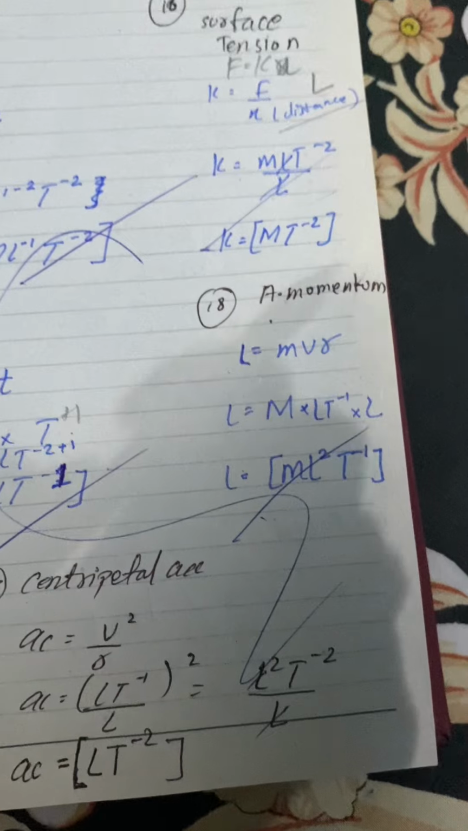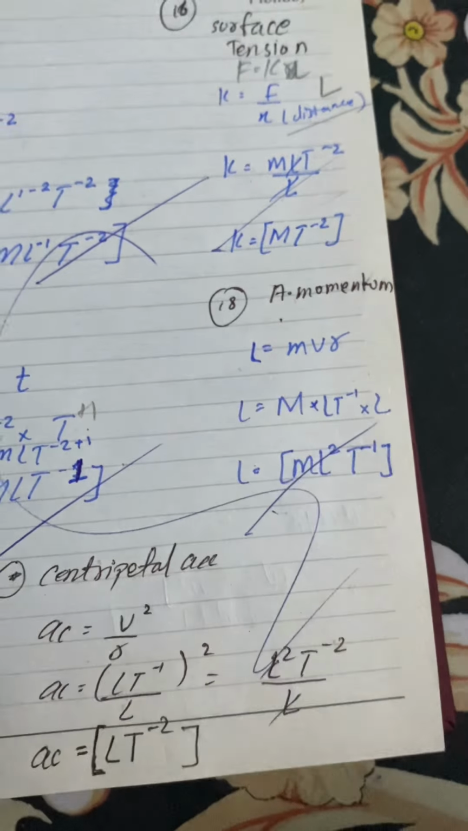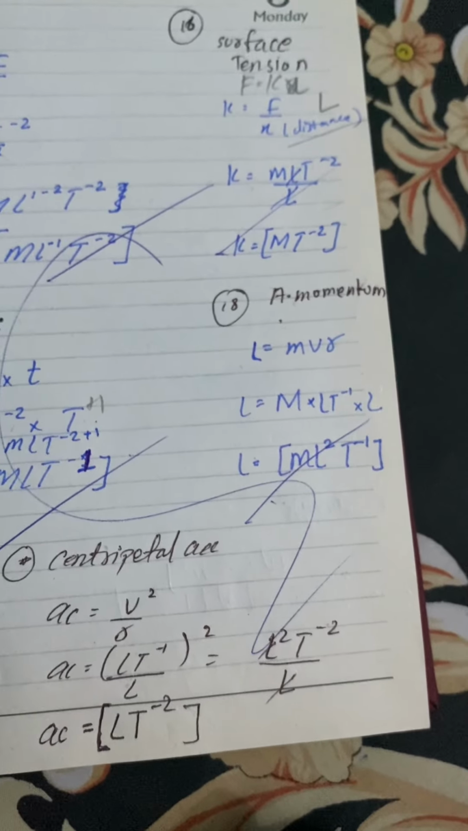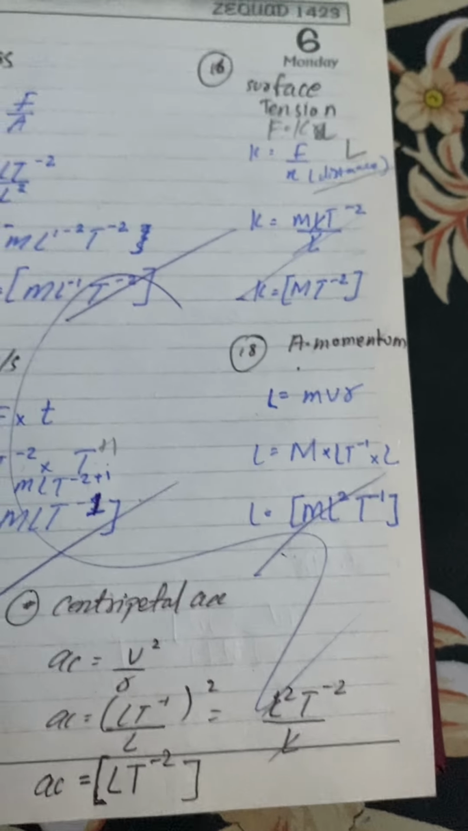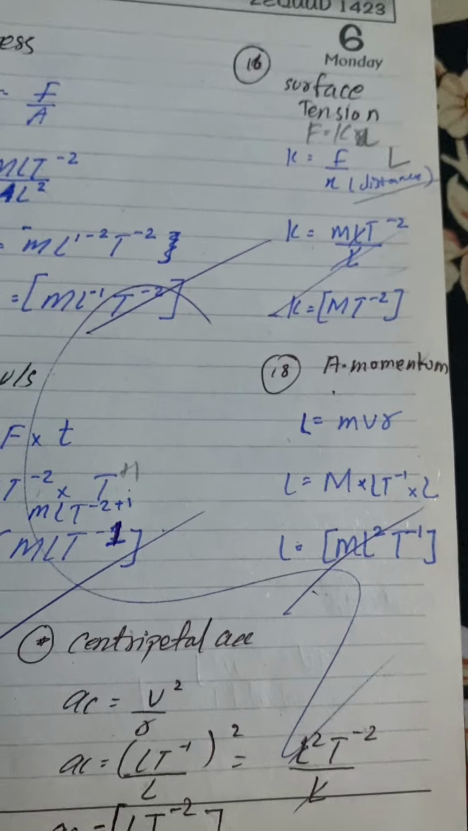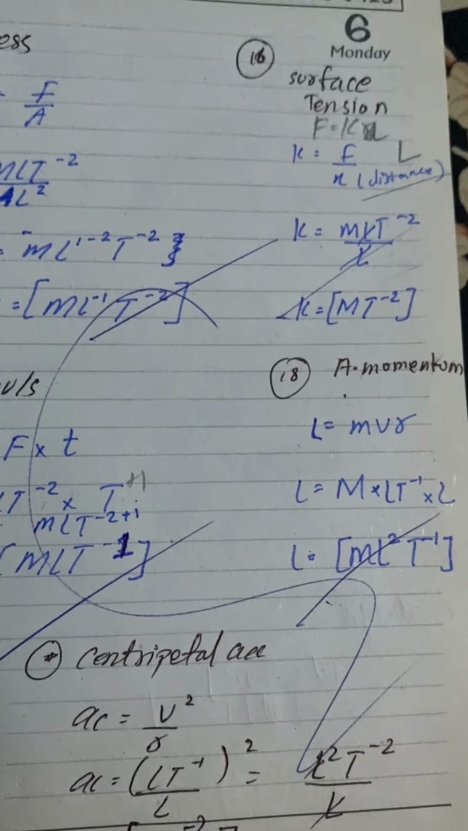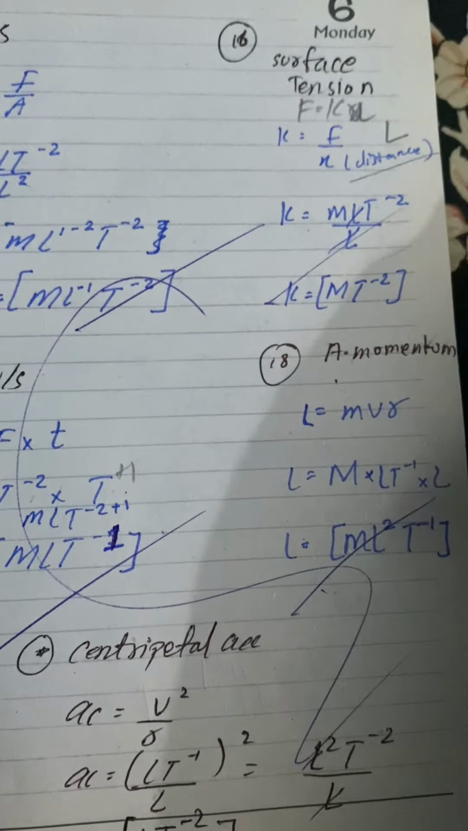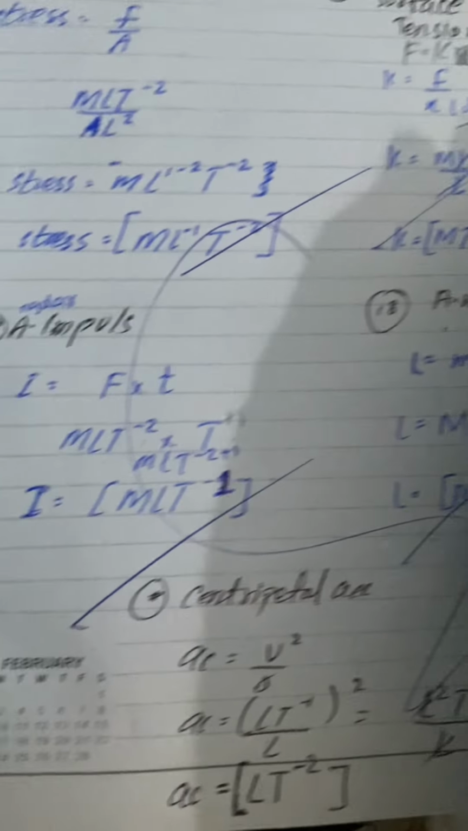This has the positive power 1, so minus 2 plus 1 will be minus 1. Now angular momentum. As we know that angular momentum is equal to mvr. Here m is mass, v is velocity, and r is length. L is equal to ML²T⁻¹.